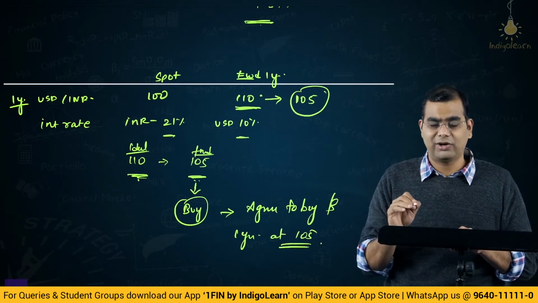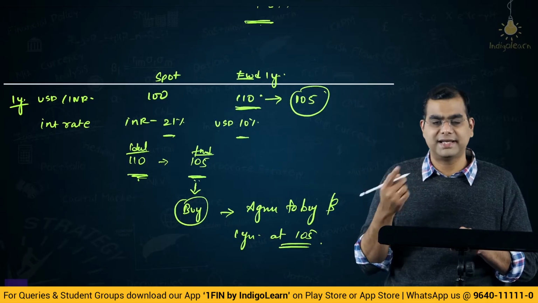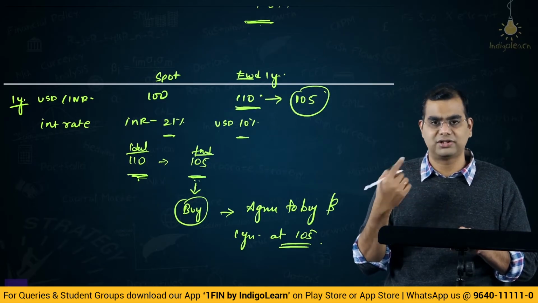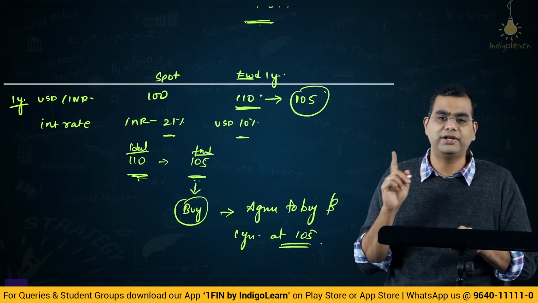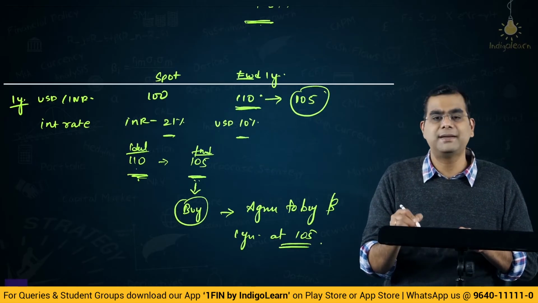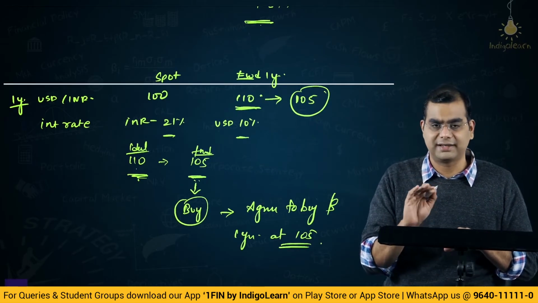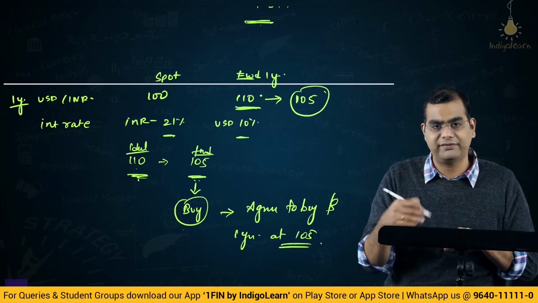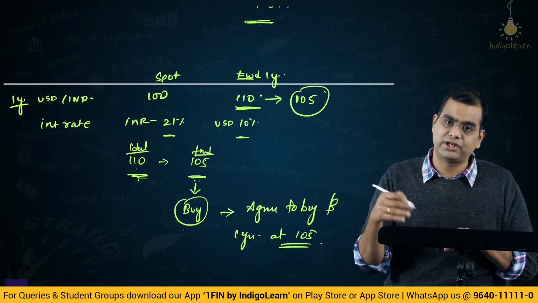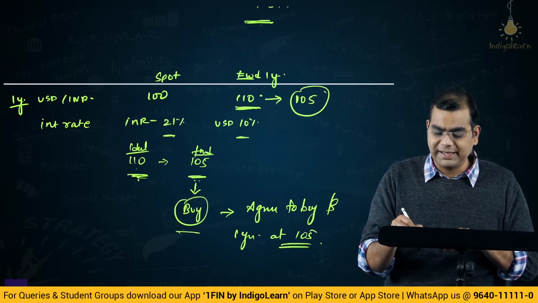Okay, you are buying it at 105, but arbitrage means what? You buy and sell across different time periods or across different markets so that you make a riskless profit. So, if this is the buy leg, then there has to be a sell leg, correct? If this is the buy leg, you are agreeing to buy forward dollars at a future date at 105. So, this is the buy leg. What is the sell leg?